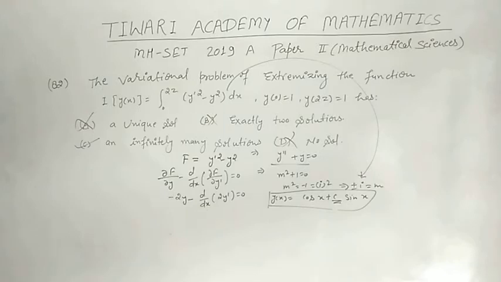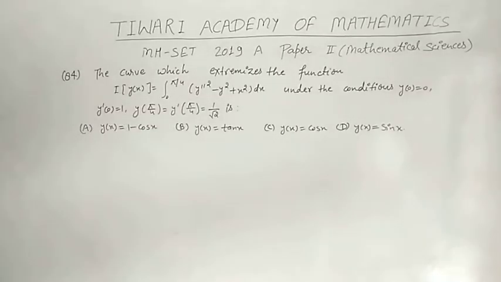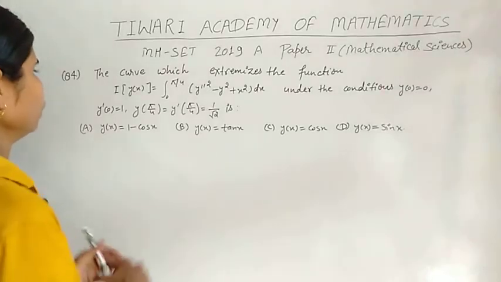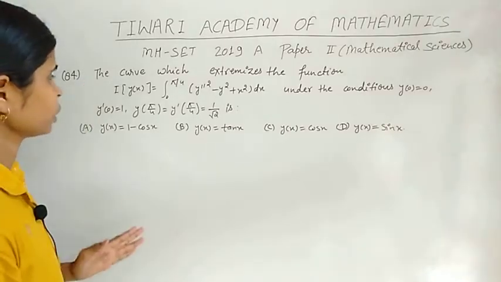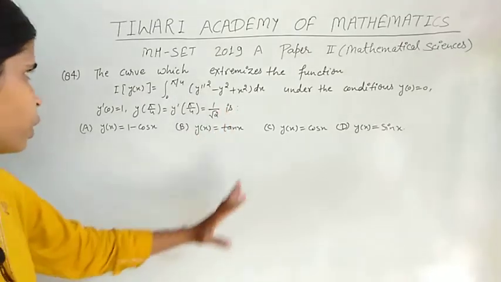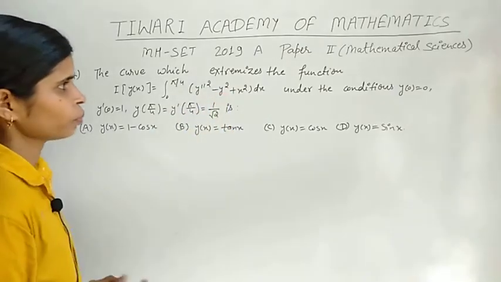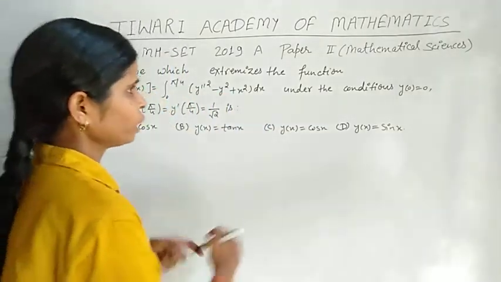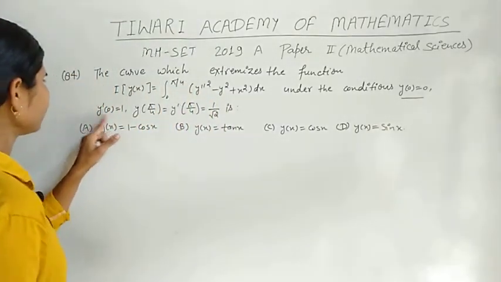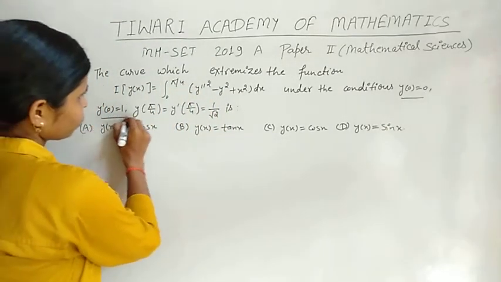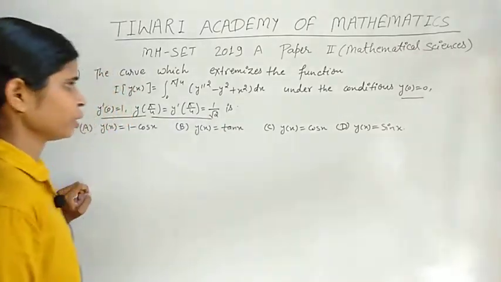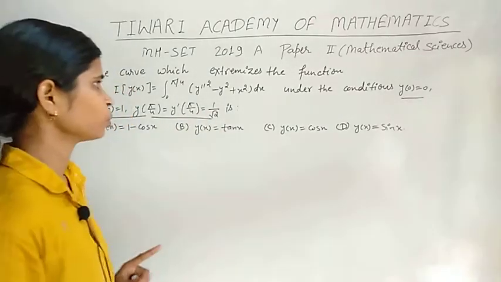Next we move on to question 84. Question number 84, solve by options. First of all, see the statement. The curve which extremizes the function I(y(x)) is equals to integration 0 to π by 4 of y double dash square minus y square plus x square dx under the condition y at the point 0 is equals to 0, y derivative at the point 0 is equals to 1, y at the point π by 4 is equals to y derivative at the point π by 4 is equals to 1 by root 2.